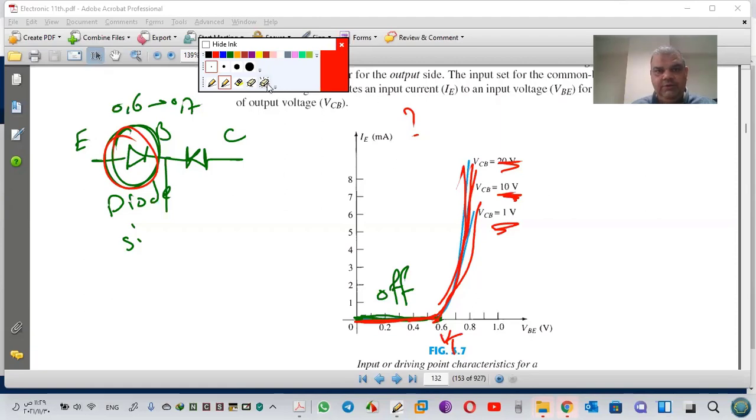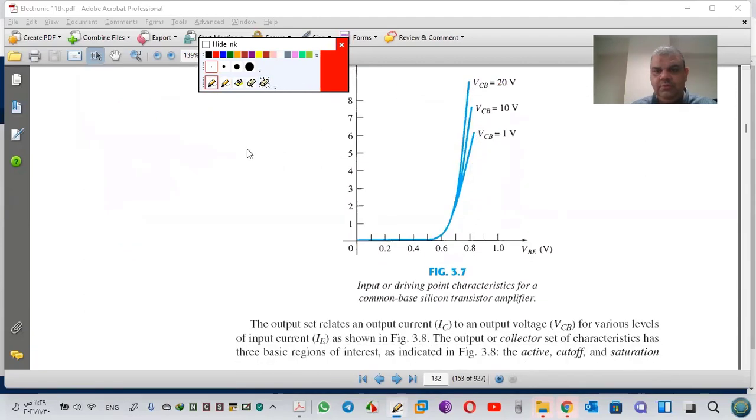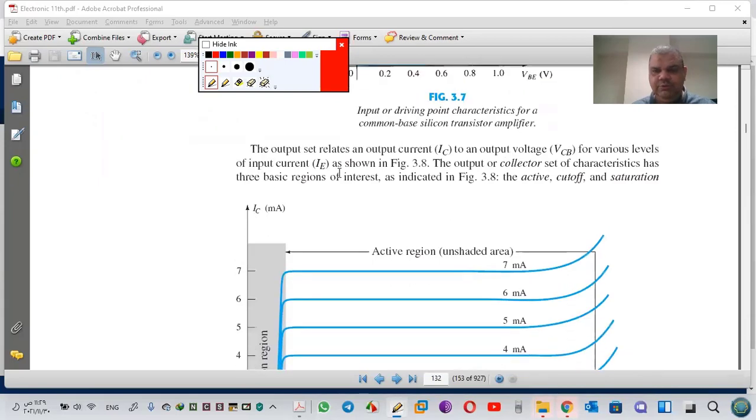Okay. Now continue. Output characteristic.